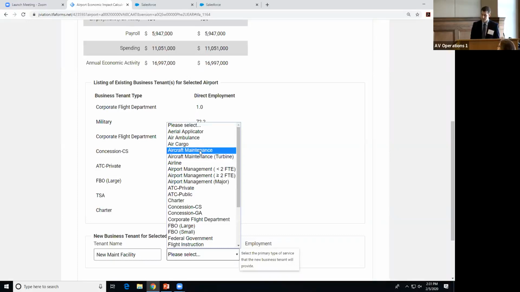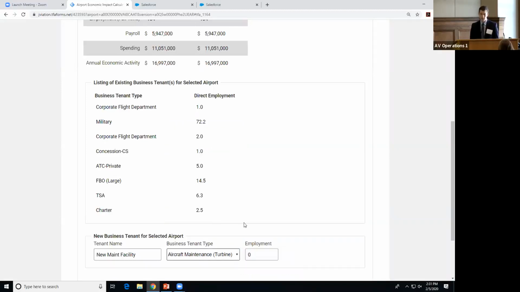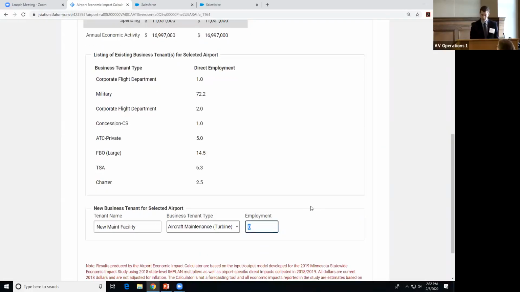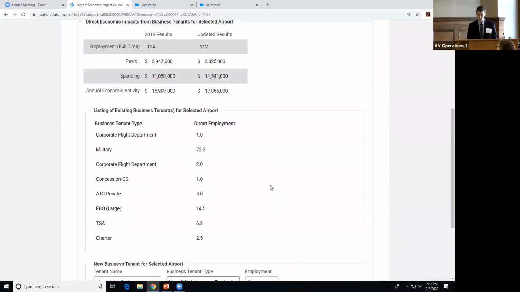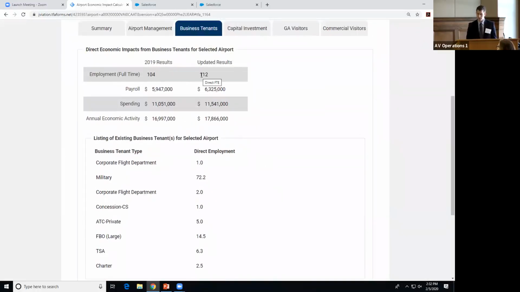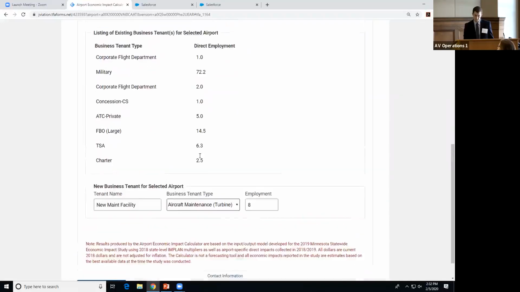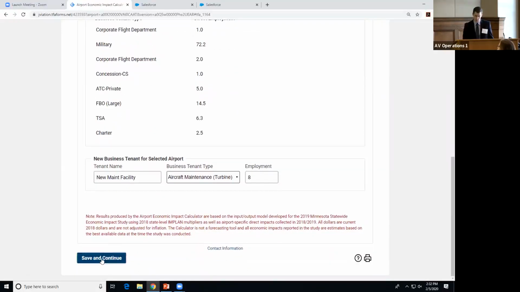Consider aircraft maintenance, just a small repair shop. But let's say St. Cloud's going to get a turbine maintenance, which have a little bit more highly skilled, higher paid wages. So let's say they're going to get 8 employees here. So as soon as you click away, the updated results are now higher. We have an additional 8 employees, and you'll notice payroll and spending has subsequently gone up, as has annual economic activity. Now, remember to hit save and continue.